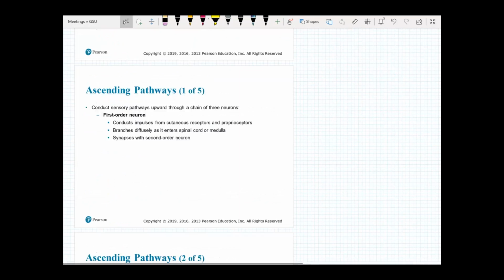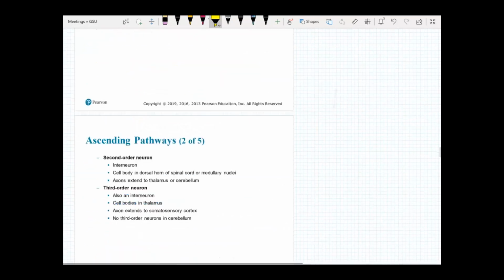So we did say that it's a relay. So it does contain a chain of usually 2 or 3 neurons. So the first one would be a first order neuron, and that's going to be from the receptor and proprioceptors. It's going to be the first round of impulse. So this is the receiving the information for the first time. This is the intake of the information.